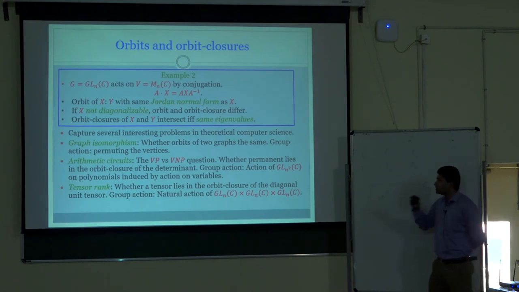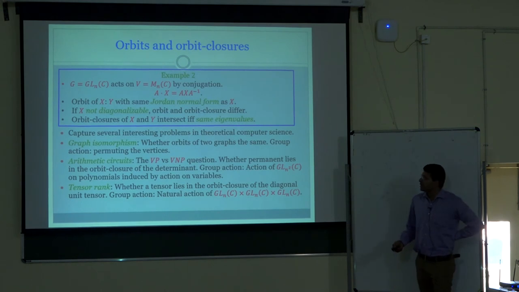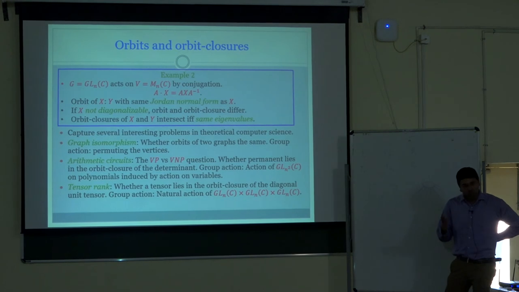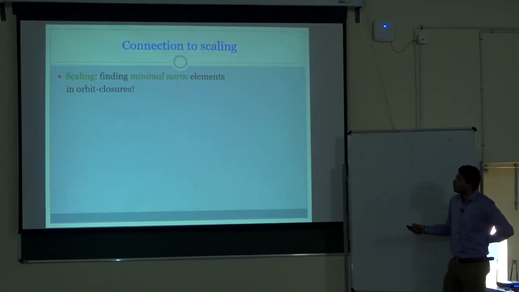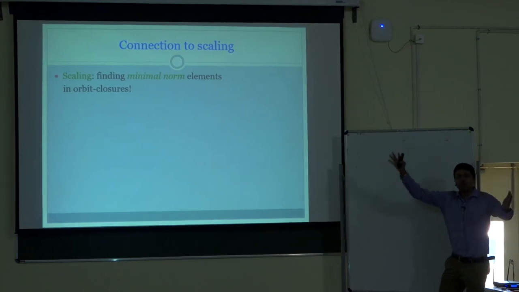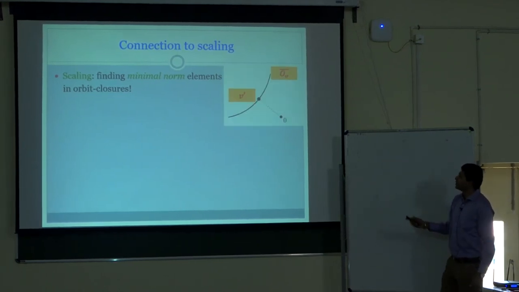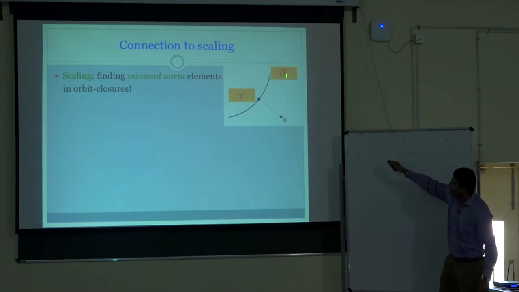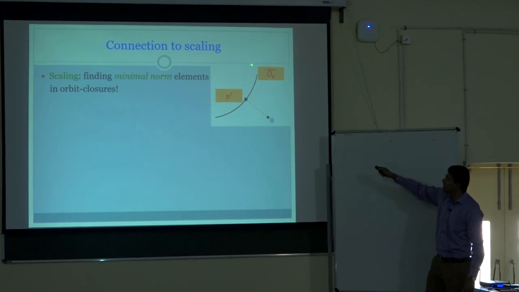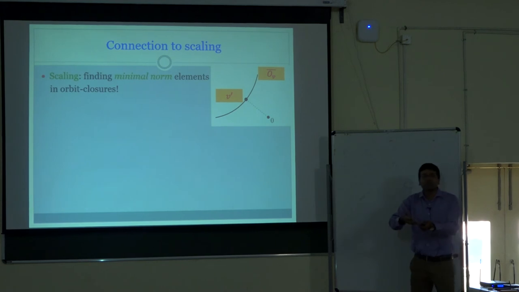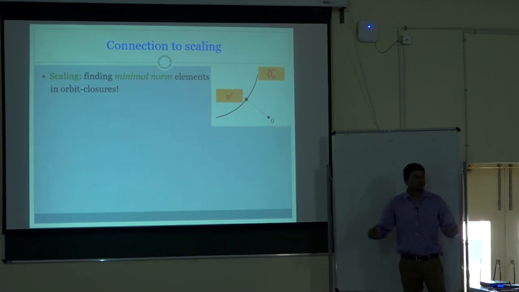So we're done with this detour to orbits, orbit closures, and group actions. What is the connection to scaling? It turns out the scaling problems are in fact very simple problems about these orbit closures. Scaling turns out to be a problem about finding the minimal norm of elements in these orbit closures. So you have some orbit closure of a vector v, the set of all things the vector is taken to by the group, and you just want to find the element that's closest to zero.